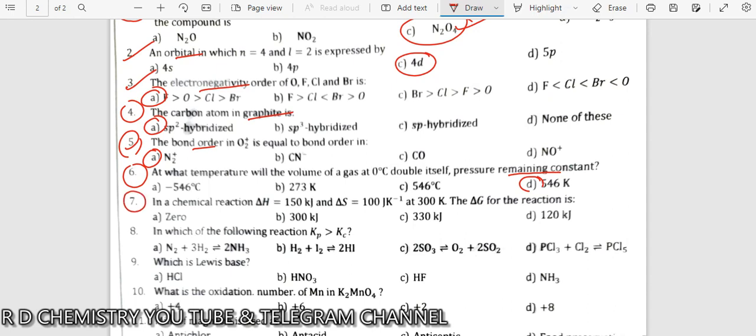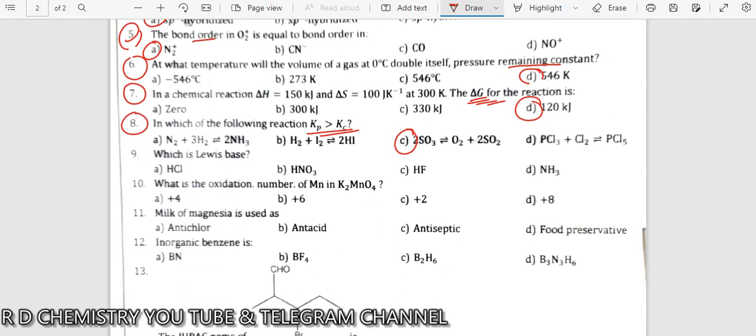Question number 7 is from thermodynamics, asking for the delta G gives free energy, and the answer is option number D. Question number 8 is from equilibrium, Kp and Kc, and the answer is option number C. Question number 9, again from the equilibrium chapter about the Lewis acid base theory. Answer is option number D.